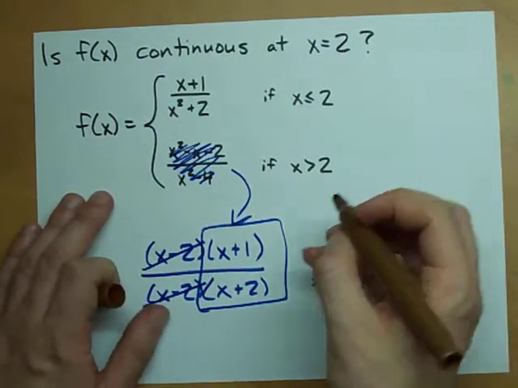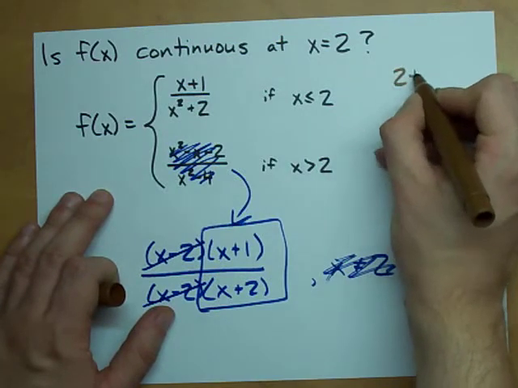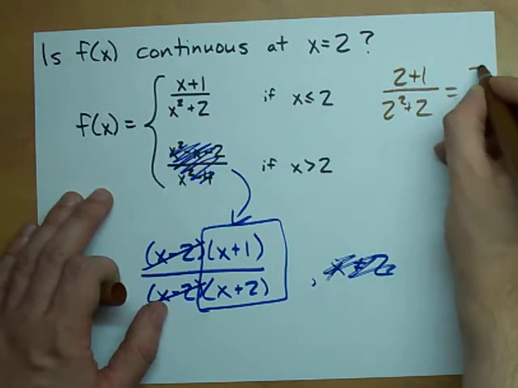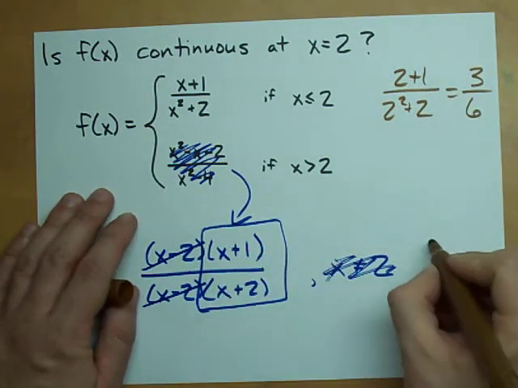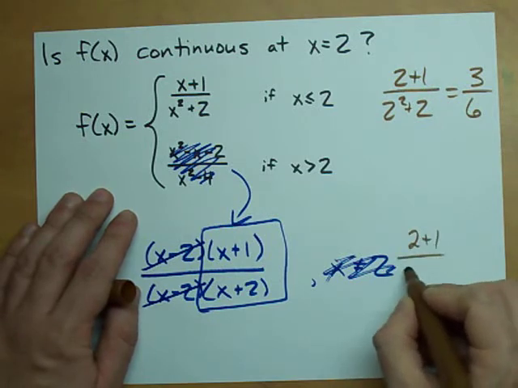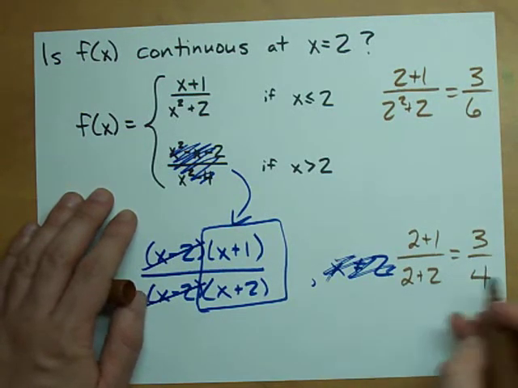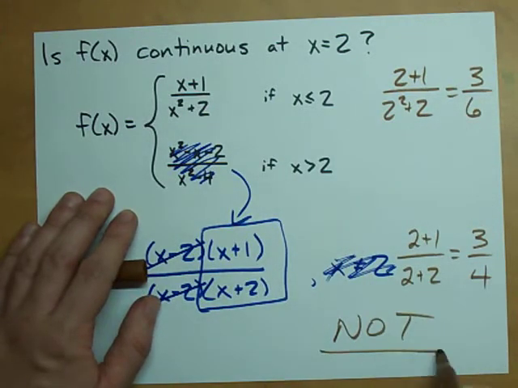Well, let's find out. We're going to plug 2 into this function. 2 plus 1 over 2 squared plus 2 gives 3 over 6. And we're going to plug 2 into this function. 2 plus 1 over 2 plus 2, which ends up being 3 over 4. They are not the same, and so this is not continuous.